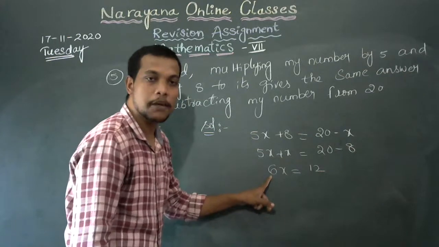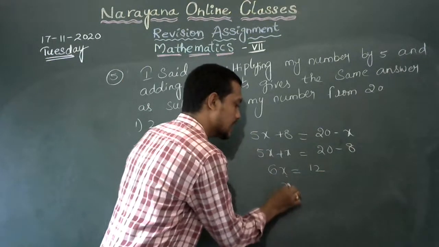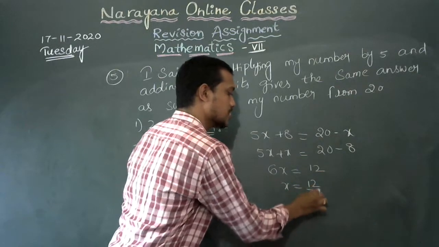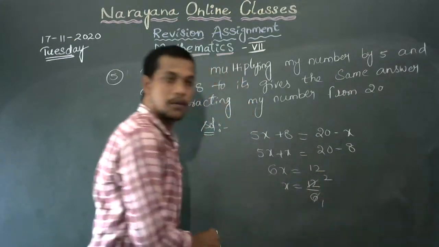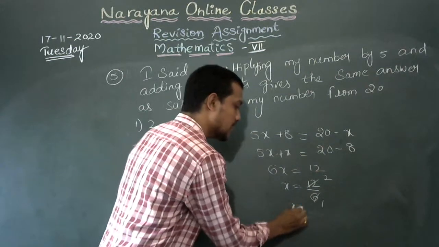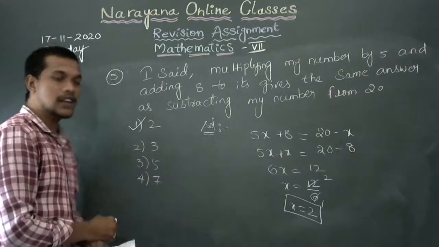Here 6 is multiplying with x. Bring to RHS, that is a division. x equal to 12 by 6. In 6 table, 6 ones are 6, 6 twos are 12. So x equal to 2. So the answer is first option 2.